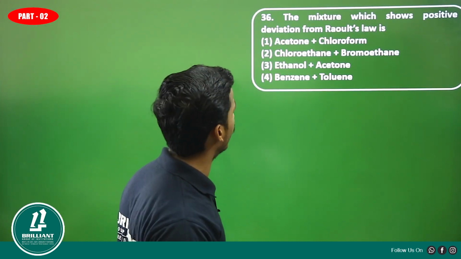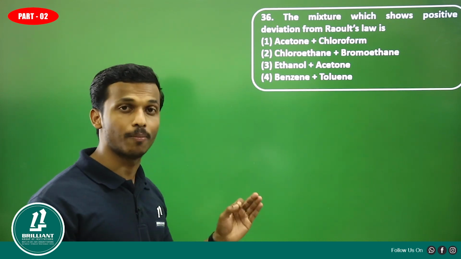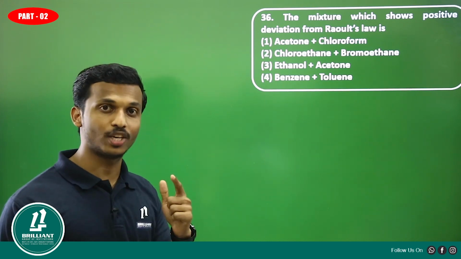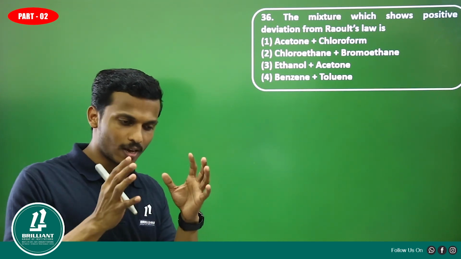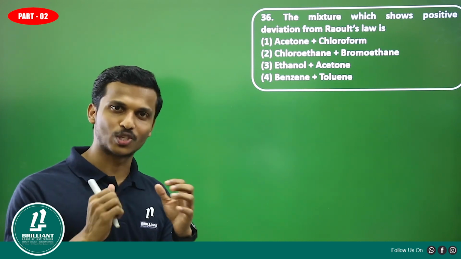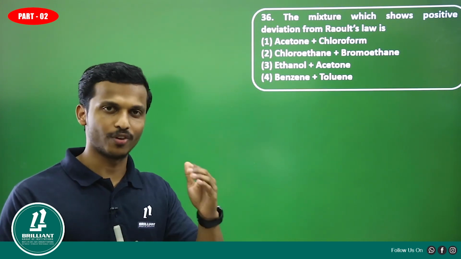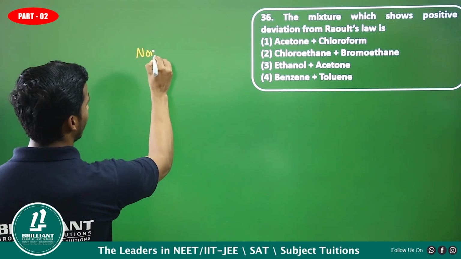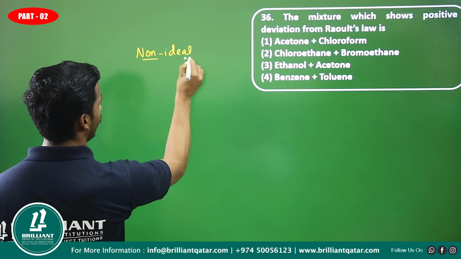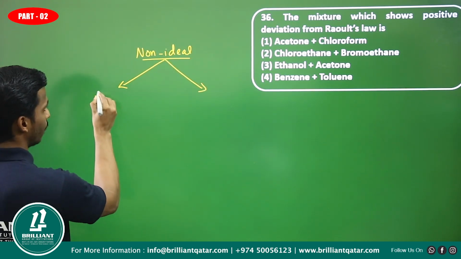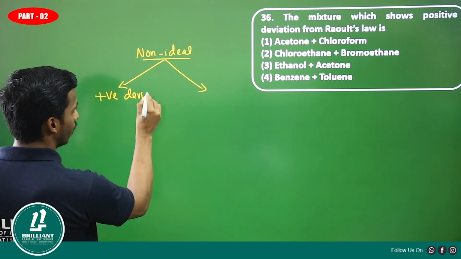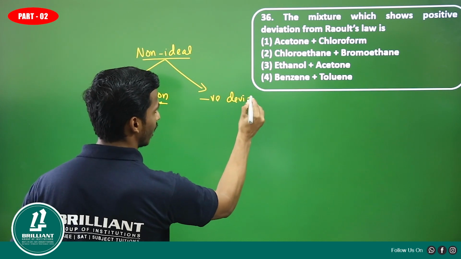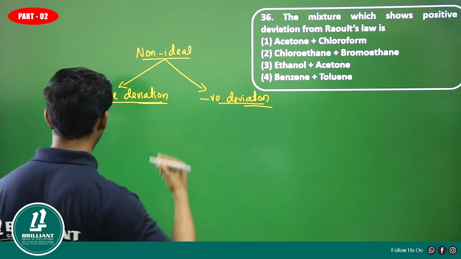The mixture which shows positive deviation from Raoult's law. You know what is Raoult's law? We studied it in the chapter solutions, grade 12. Those solutions which obey Raoult's law are said to be ideal solutions. If they do not obey, they are said to be non-ideal solutions. Non-ideal solutions we again classified into 2. Hope you remember that. Positive deviation and negative deviation.